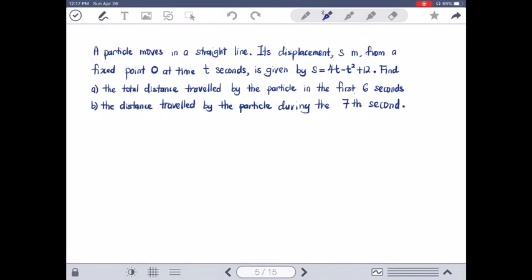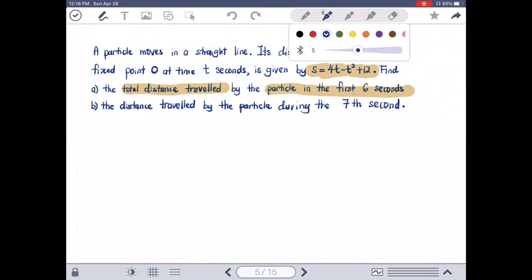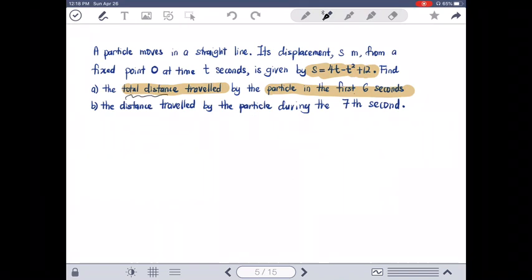We are going to look at the next example. Here, a particle moves in a straight line. Its displacement from a fixed point O at time t seconds is given by this function here. So that is a function of displacement. First, find the total distance traveled by the particle in the first 6 seconds. So how much the particle traveled in the first 6 seconds. Now we are dealing with total distance traveled.